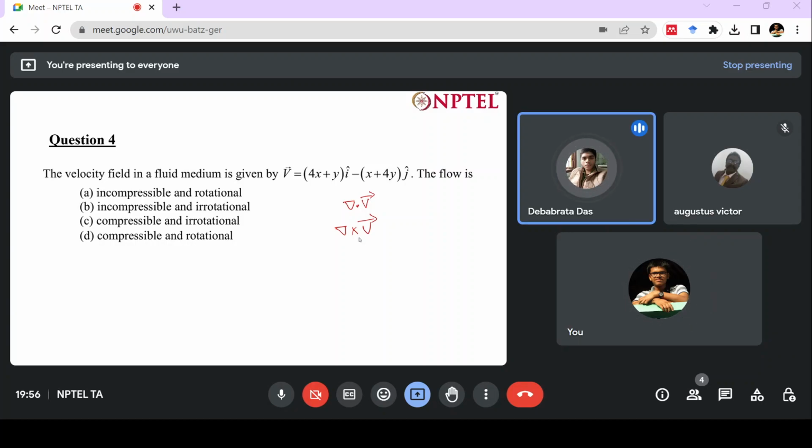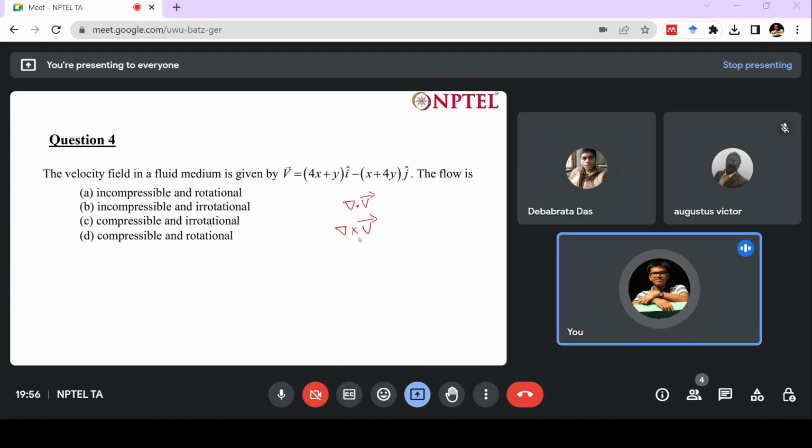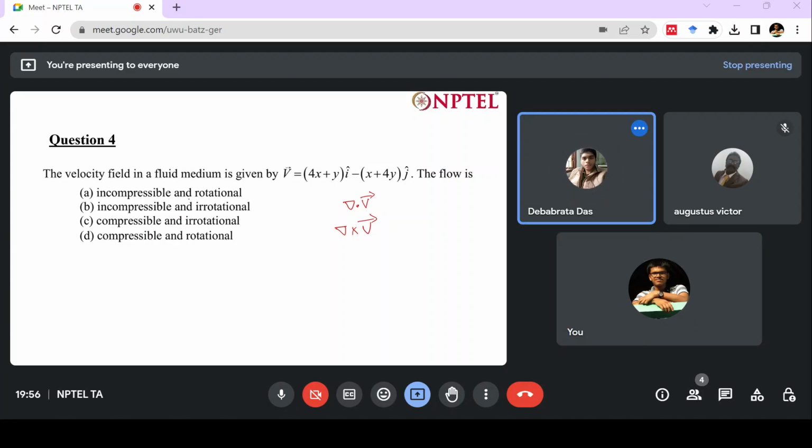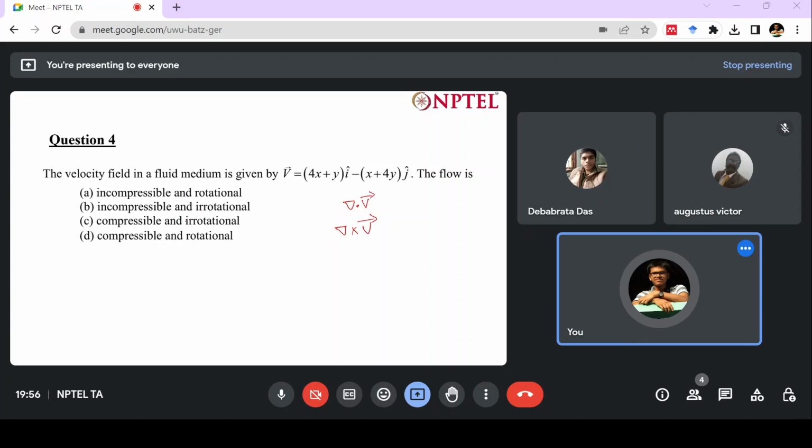So it will be D, rotational and compressible. Rotational and incompressible. So A. Yes, sir. Rotational and incompressible. Let's see. So let me do it once.